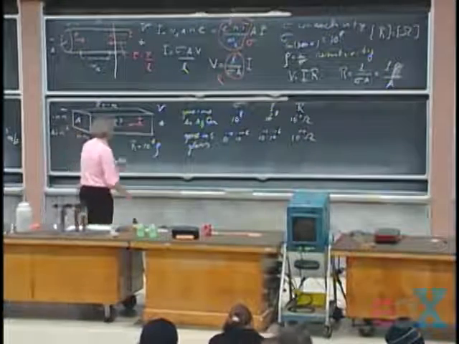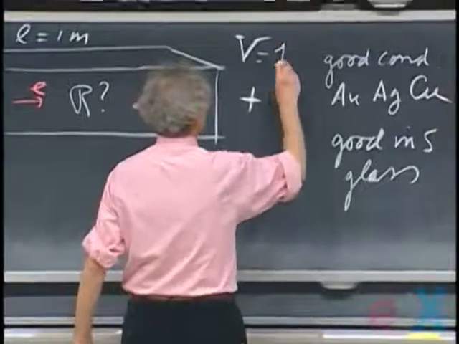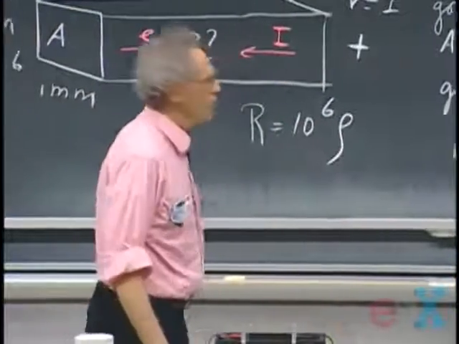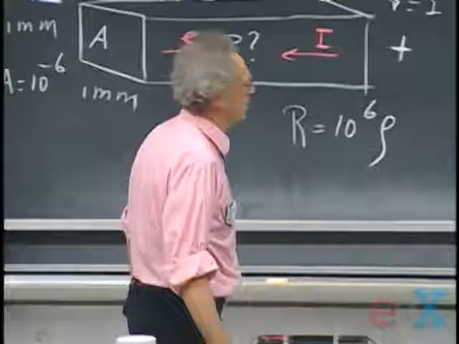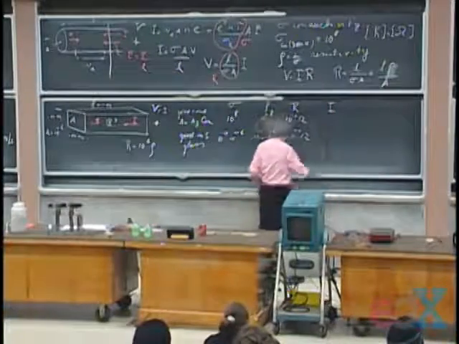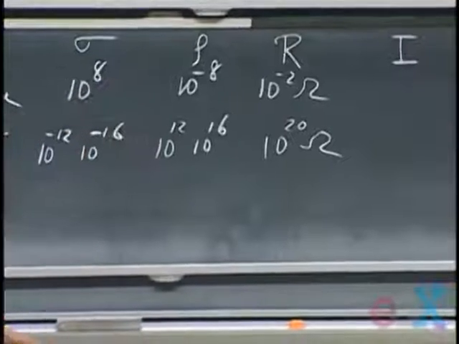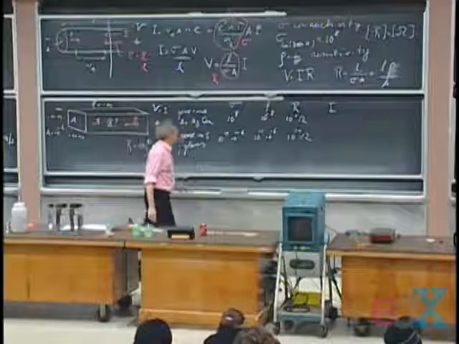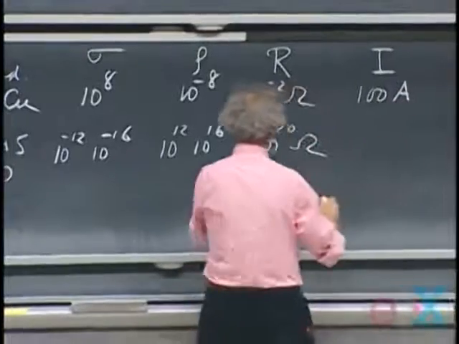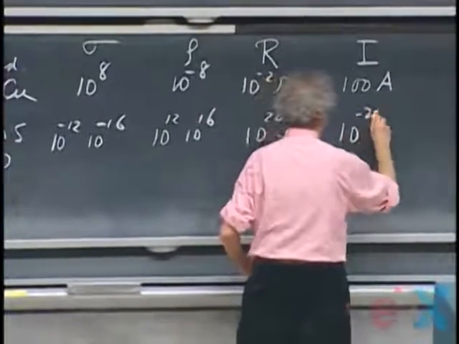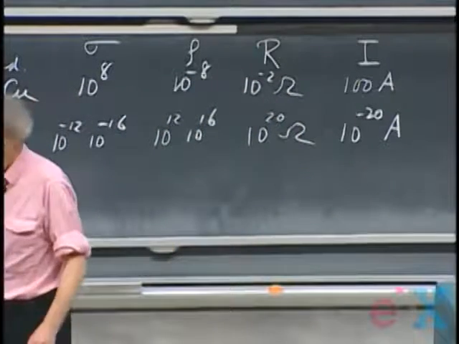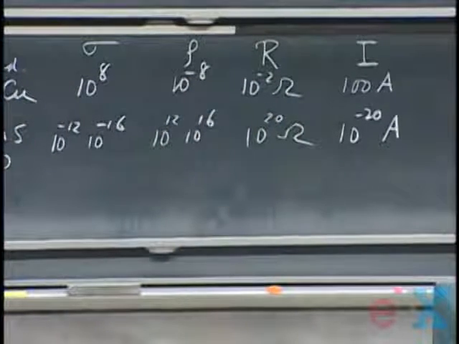And if I make this potential difference over the wire 1 volt, and if I apply Ohm's law, V equals IR, then I can also calculate the current that is going to flow. If IR is 1, then the current here is 100 amperes, and the current here is 10 to the minus 20 amperes. An insignificant current of 10 to the minus 20 amperes.